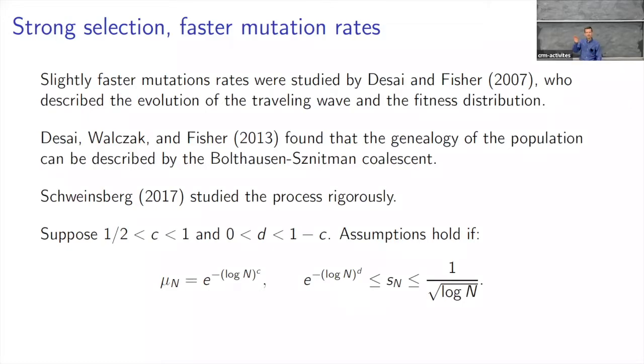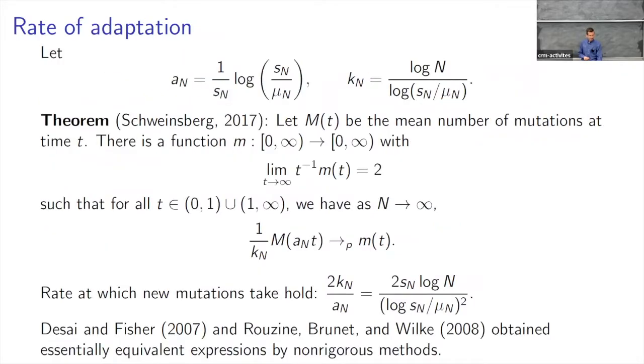So just to give you a flavor of that work, I'm going to state two theorems from that 2017 paper. So this one describes the speed at which the population acquires beneficial mutations. We're going to let An be 1 over Sn times the log of S over mu. That's the natural time scale on which to study the process. And we'll let Kn be the log of n over the log of S over mu. That turns out to be the natural scale for the number of mutations that individuals have.